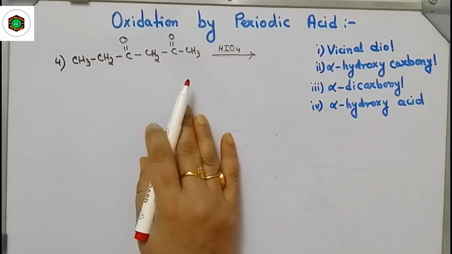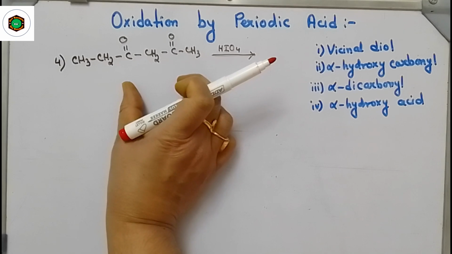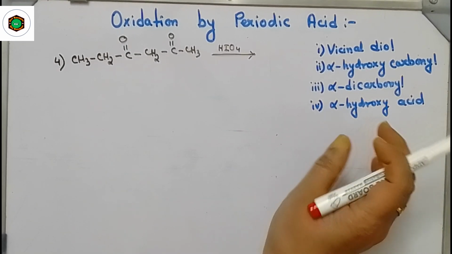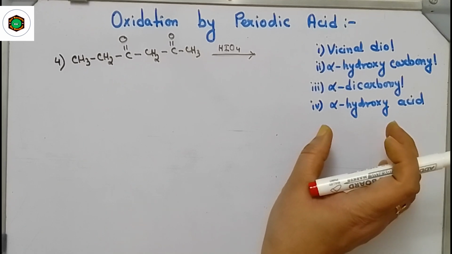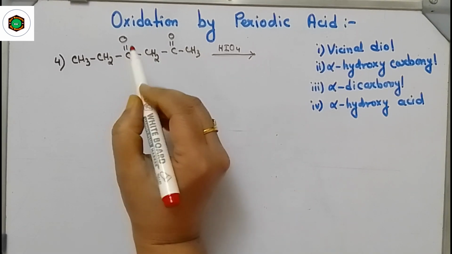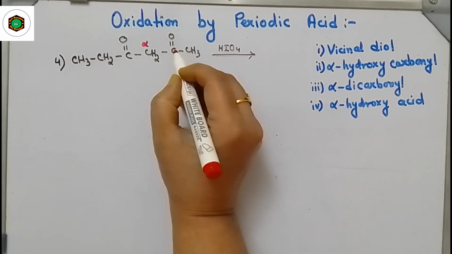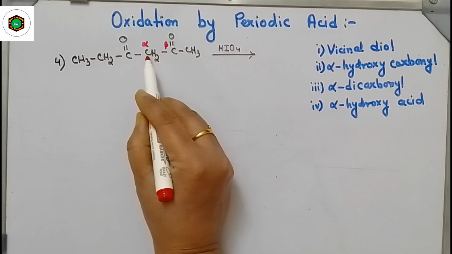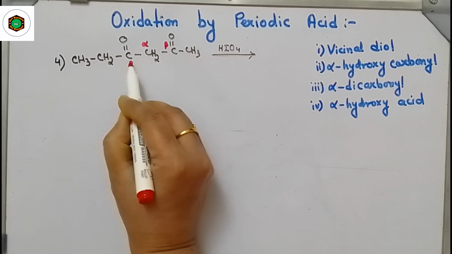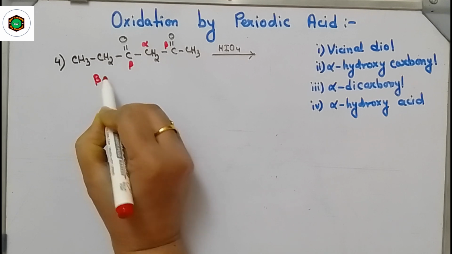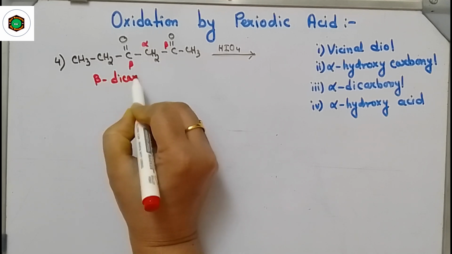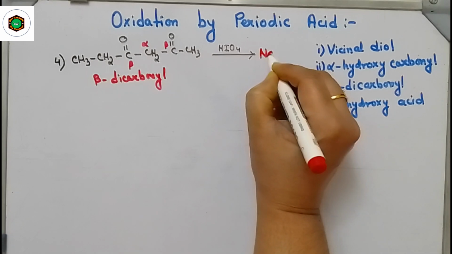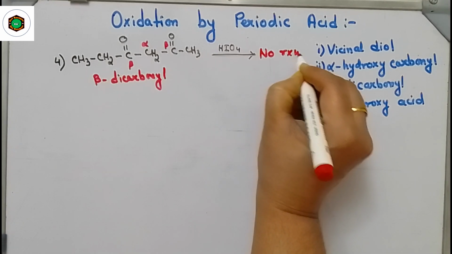This is next compound. Now see two carbonyl groups are there and we have seen alpha dicarbonyl compound gives periodic acid oxidation product. So with respect to this carbonyl, next carbon is alpha and this carbon is beta. And with respect to this carbon is alpha, this carbon is beta. So this is nothing but beta dicarbonyl. It is not alpha dicarbonyl. So there is no reaction.